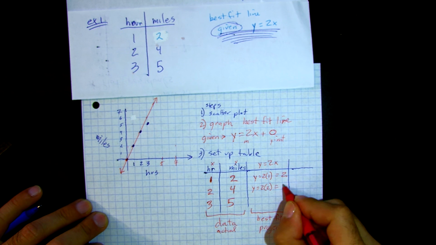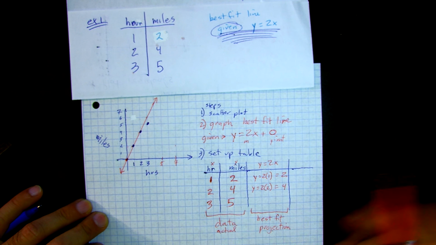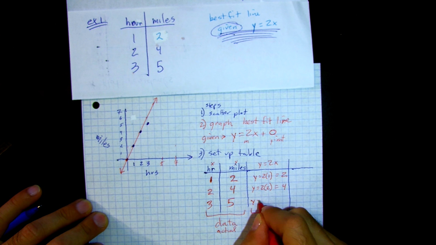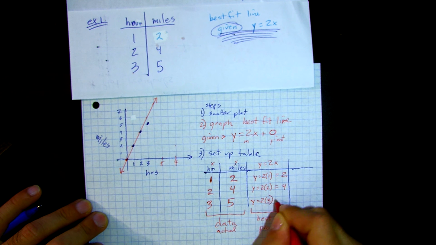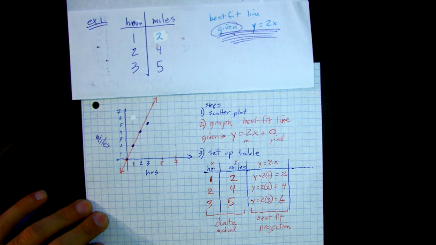2 times 2 is 4. All right. My projection based on the best fit line matched my actual distance. That's great. Let's do it for 3. 6. My projection exceeded my data by 1 whole mile. Okay. So my actual wasn't as long as the projected best fit at that point.